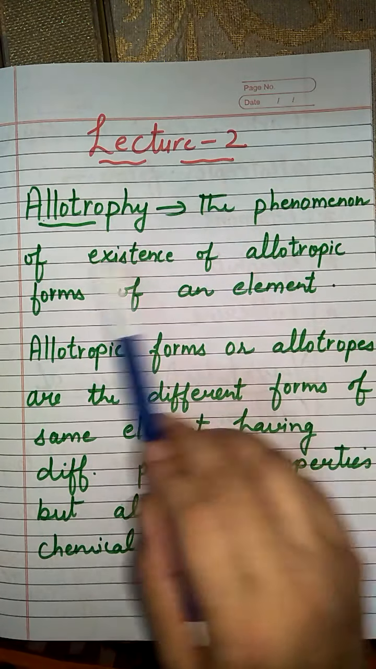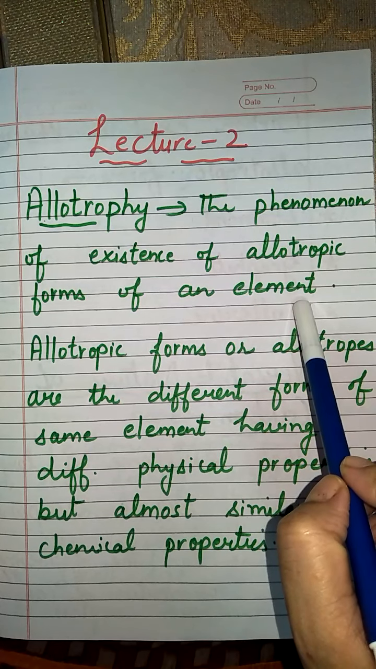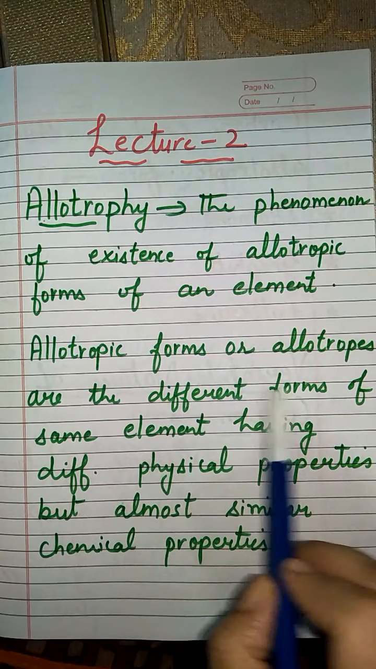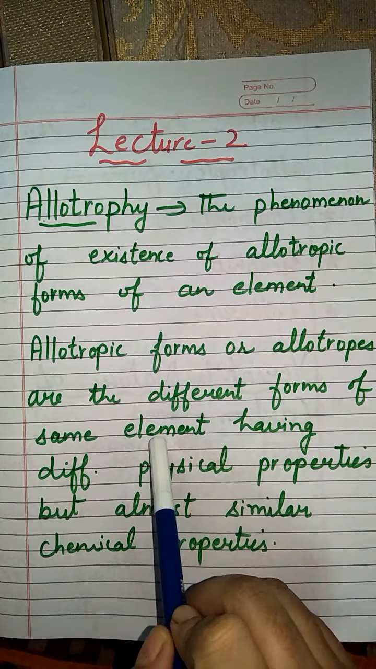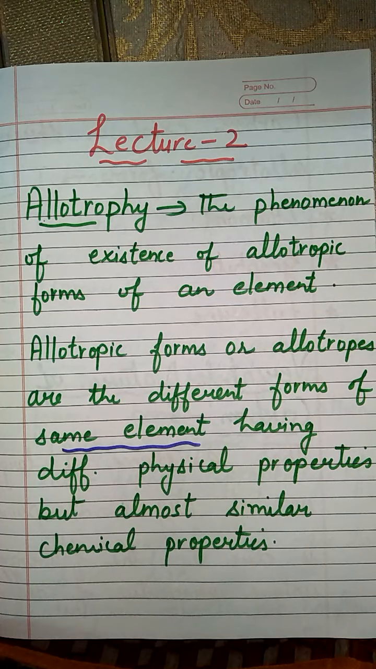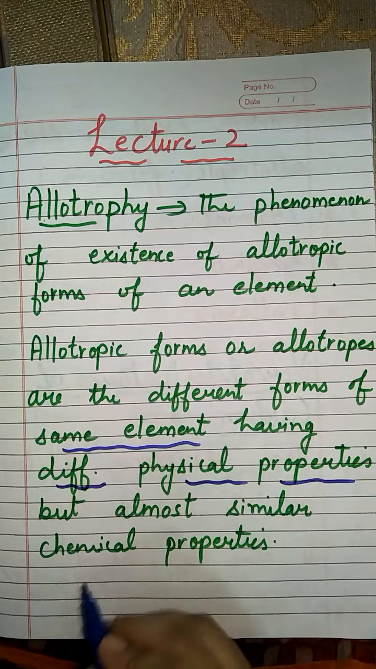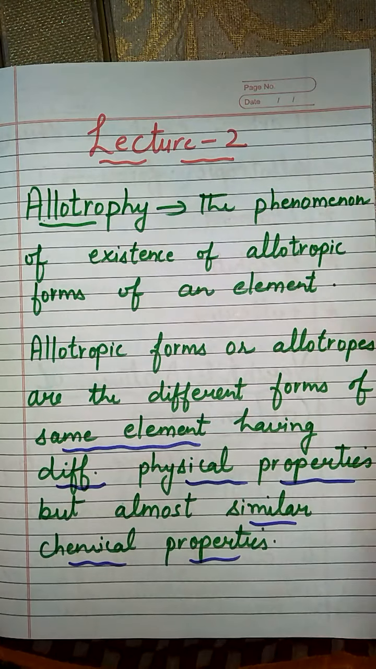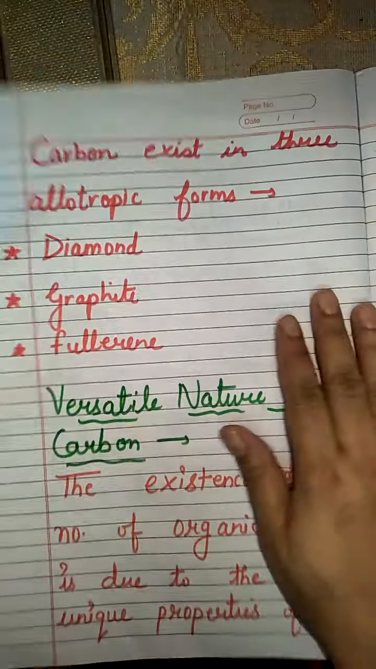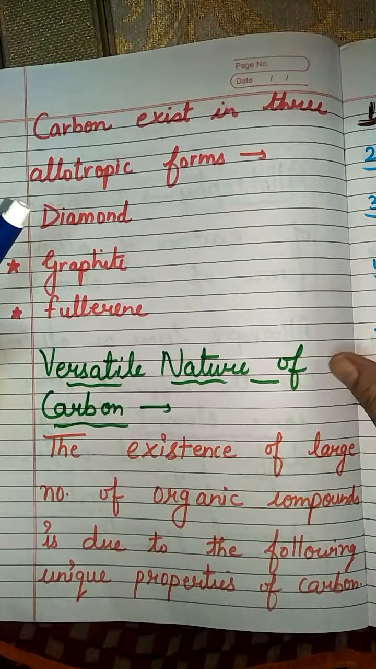See, these allotropic forms or allotropes are the different forms of the same element, having different physical properties but similar chemical properties. Chemically they will be the same, but physically they will be different. Fine. So here I have discussed the three allotropic forms of carbon.